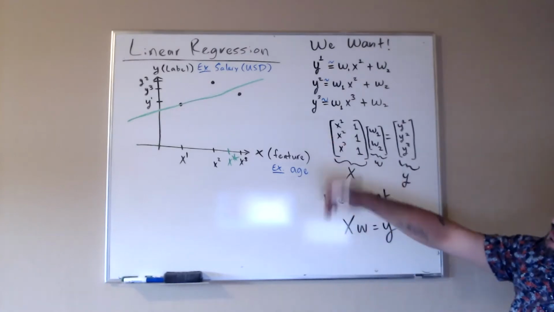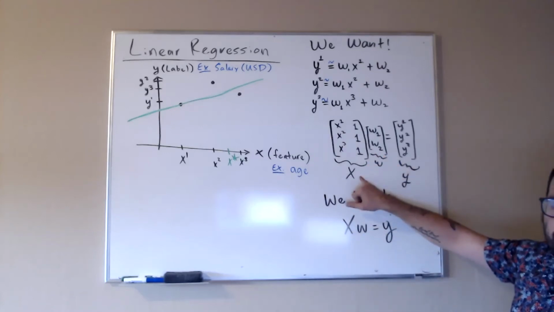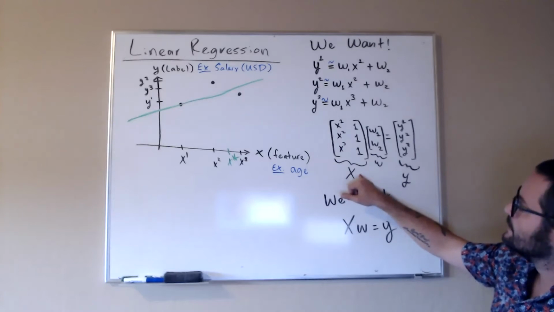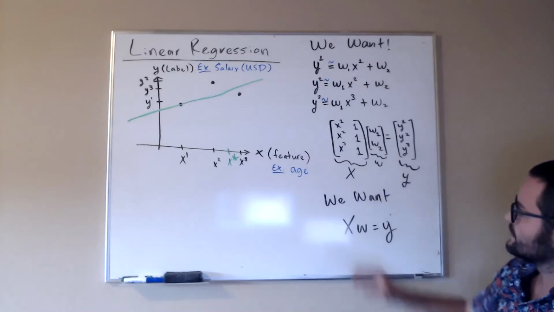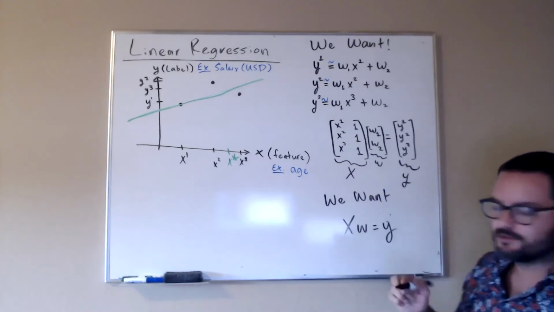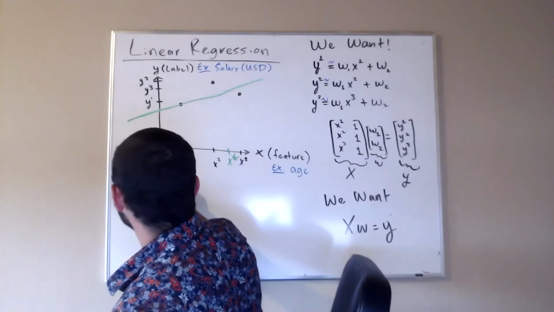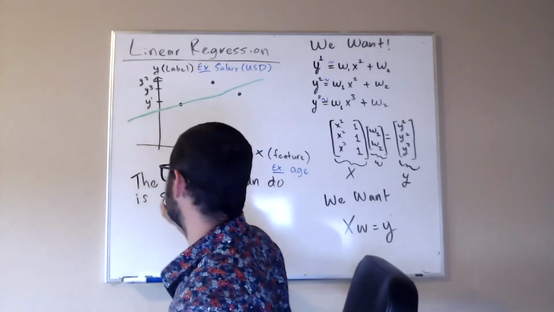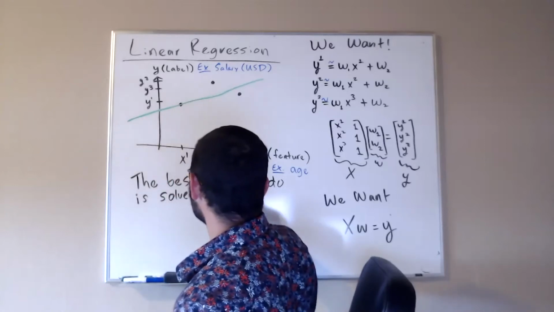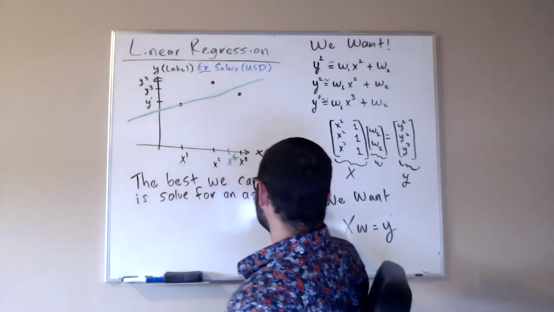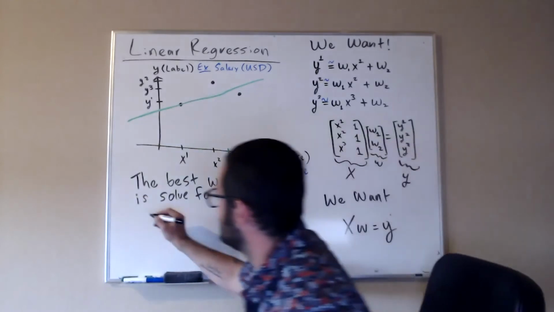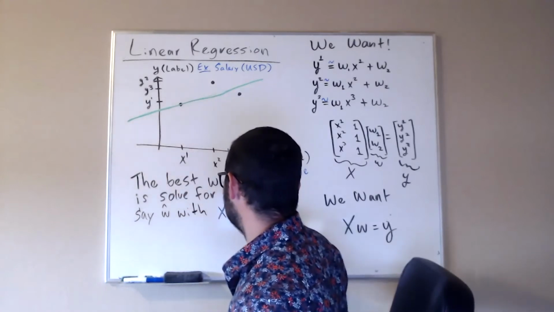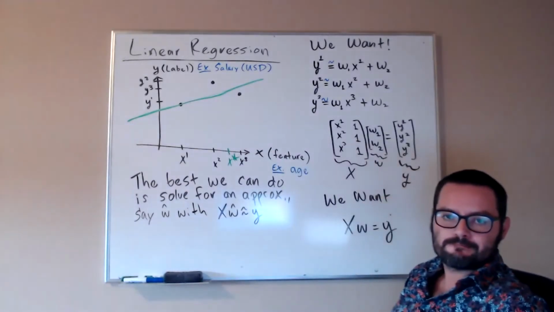Now, as the picture shows, this is likely not solvable. X here is more than likely not invertible, right? It's going to be a tall, skinny-ish matrix in this case. So the best we can do is solve for an approximation, saying W hat, with X times W hat approximately equal to y. That's the best that we can do.